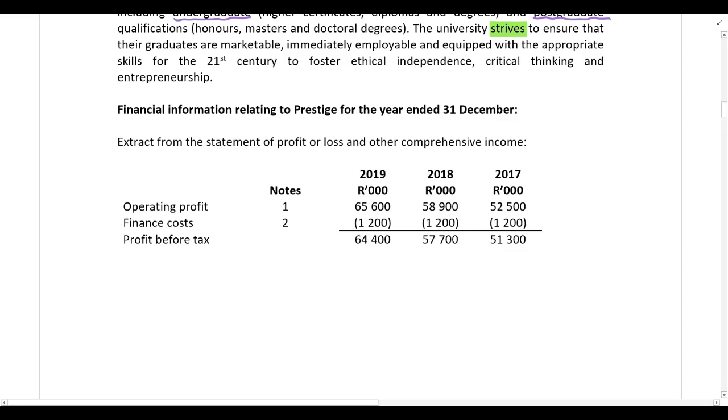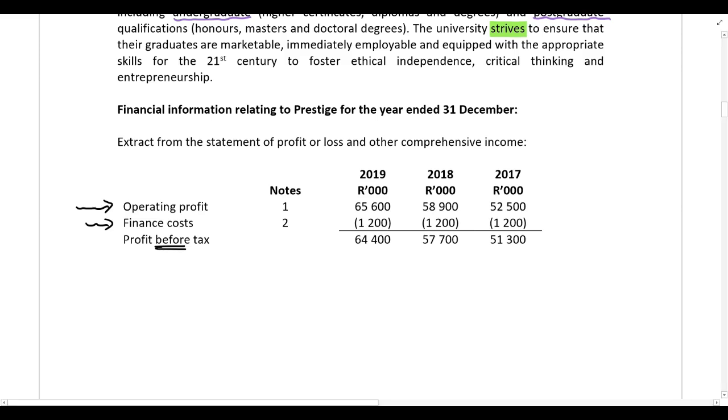All right. Now, we are trying to calculate maintainable earnings before interest and tax. So I'm going to start my calculation over here with operating profit, which is obviously before interest, it's before the finance costs, and it's also before tax.